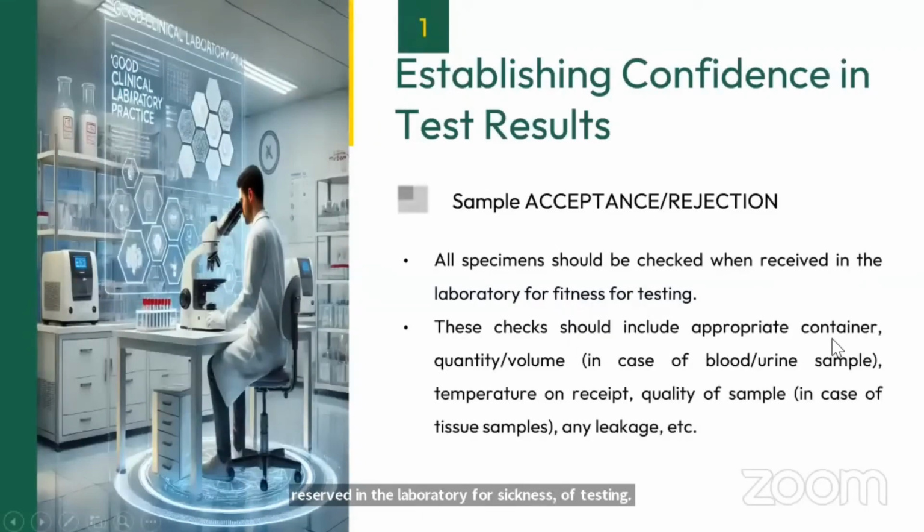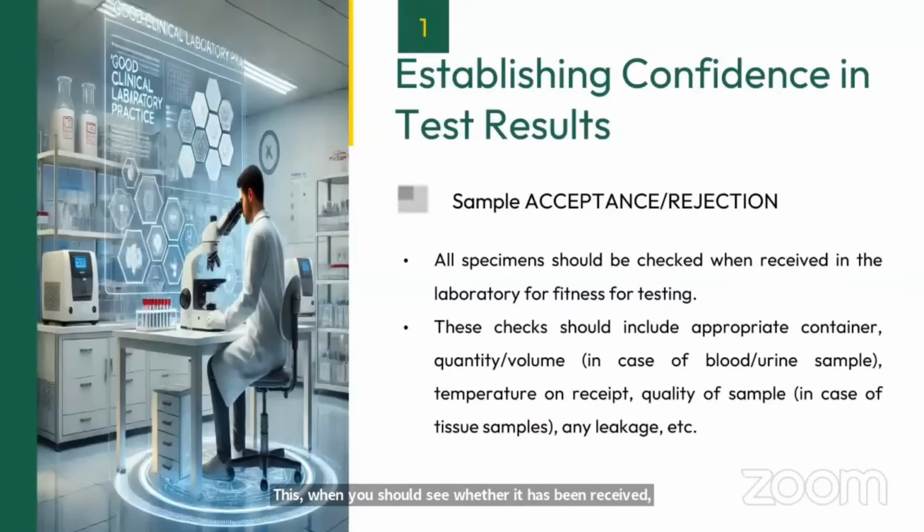This check should include an appropriate container, like appropriate preservatives or anticoagulant, which is required or mandated, should be used. Quantity, volume, which is required. You require a certain minimum quantity to examine some specimens. So those minimum quantities should be available, volume should be available in case of blood or urine samples. Appropriate temperature conditions should be checked at the time of receiving. If you are receiving a specimen, you should see whether it has been transported in appropriate temperature conditions.